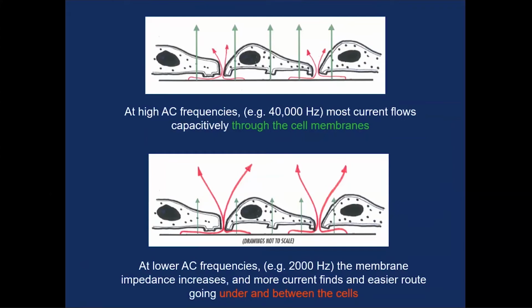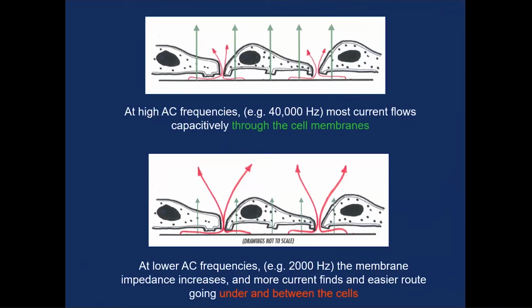The passage of current through the solution is not basically dependent upon the frequency, but the ability to couple capacitively through the cell membrane is much more effective at high frequency. So in the top panel here, at, for example, 40,000 hertz, most of the current flows capacitively through the cell membranes. If we turn the frequency down, for example, to 2,000 hertz in the lower panel, that route now becomes more difficult, the capacitive coupling, and the current instead will flow under and between the cells.